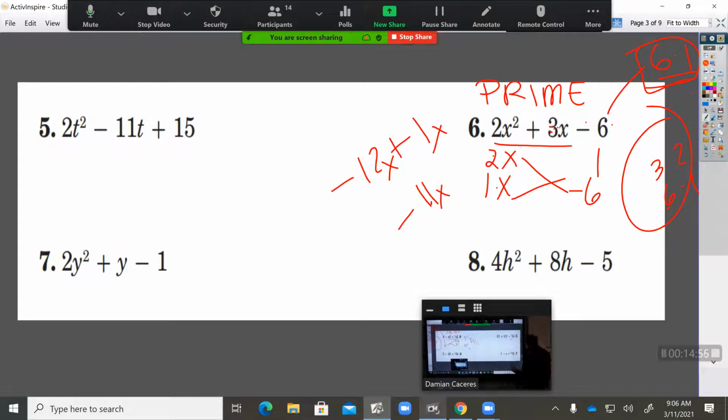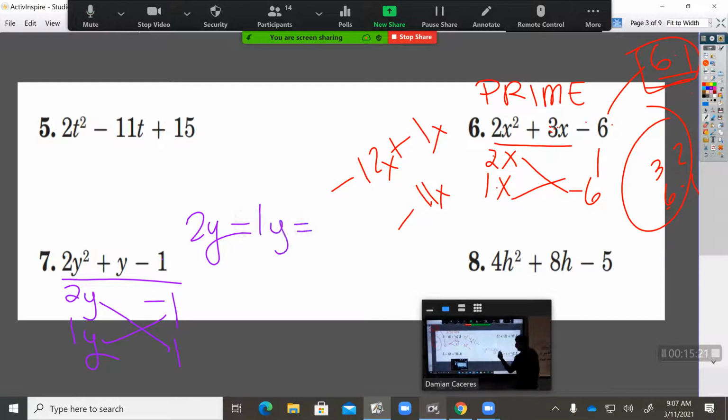All right, let's move on to number 7. We have 2y to the second power, which is 2y times 1y. Now over here we have negative 1, which is negative 1 times 1. Now, pay attention. Cross multiply. 1 times 2y is 2y. 1y times negative 1 is negative 1y. 2 minus 1 is positive 1y.